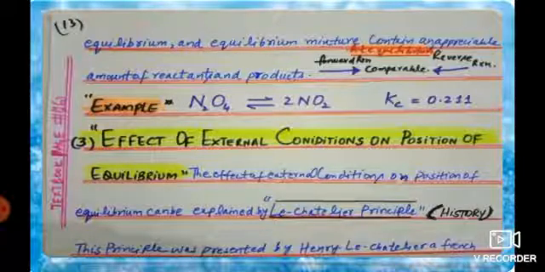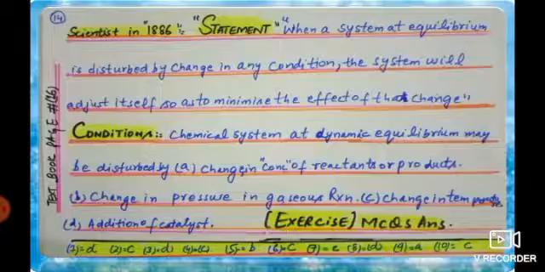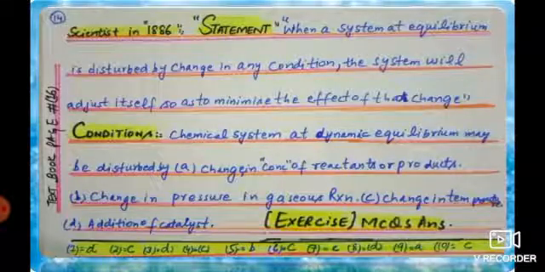But now, what was the name of the scientist, or on which date was the Le Chatelier principle proposed? So first we will discuss the history. This principle was presented by Henry Le Chatelier, a French scientist. In 1886, he proposed this principle. The statement of this principle is, as I have already discussed, when a system at equilibrium is disturbed by a change in any condition, like the change in pressure, temperature, volume, catalyst, concentration, the system will adjust itself so as to minimize the effect of that change, as we have discussed in the previous lecture in much detail.